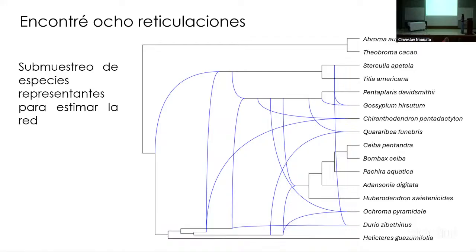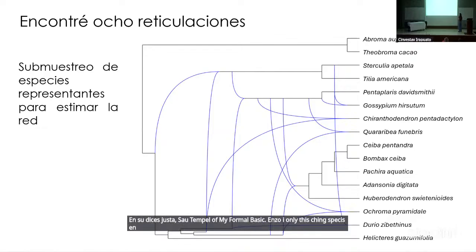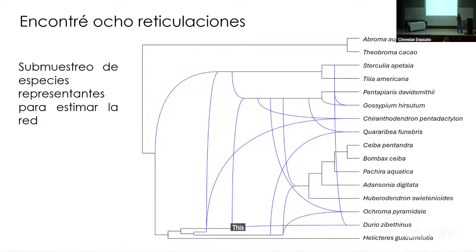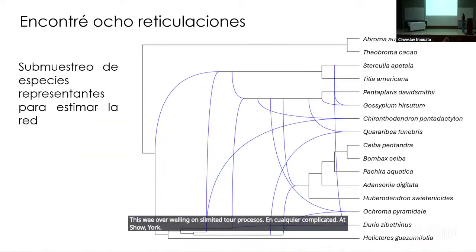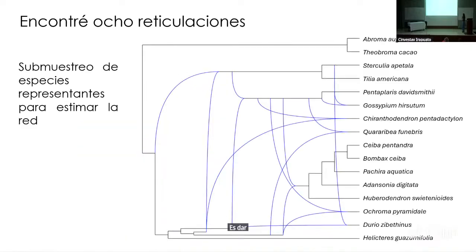And so this is just a subsample of my sampling for Malvaceae. And so I only included these 16 species, and I found these reticulations. This is really overwhelming, honestly, because it's a lot to process, and it's quite complicated to understand. But what I want to show you is that I'm interested in the evolution of this group right here, because this is a group that has these monothecate anthers, as well as this lineage that's represented by the durio, or the durian. I don't know if you know about the durian, but it's a fruit that's very smelly in Asia.